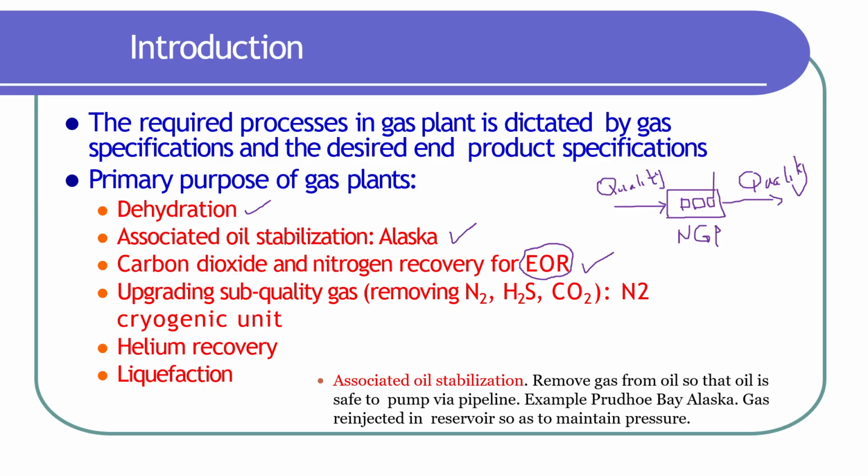And then upgrading of sub-quality gas, which is the removing of N2, H2S and CO2, which is the sweetening unit, and the removal of N2 using what we call the cryogenic unit as well. Helium recovery and liquefaction. This is again similar to what we have already explained earlier, but this is to give you an idea how the quality of the produced gas determines or dictates what kind of process you need to implement in your plant.